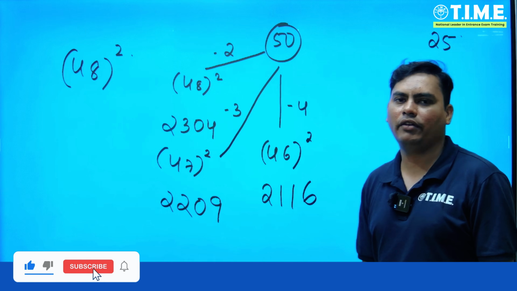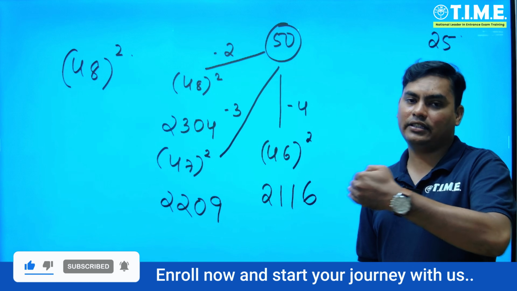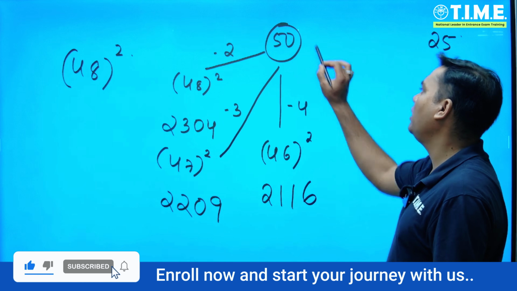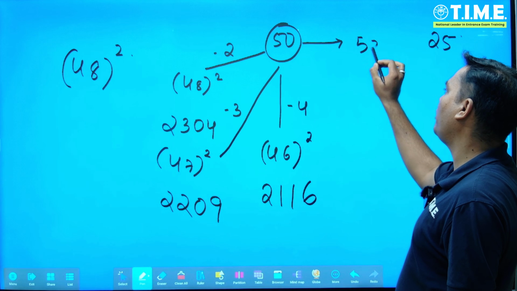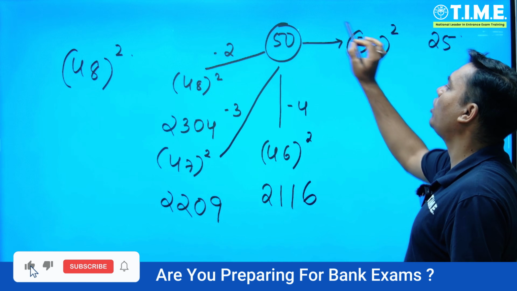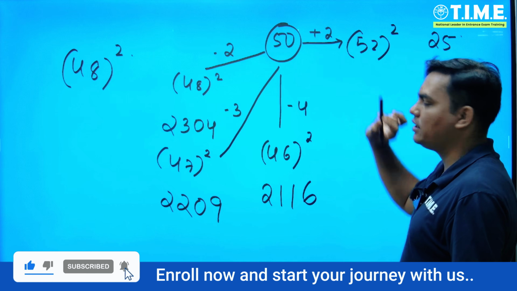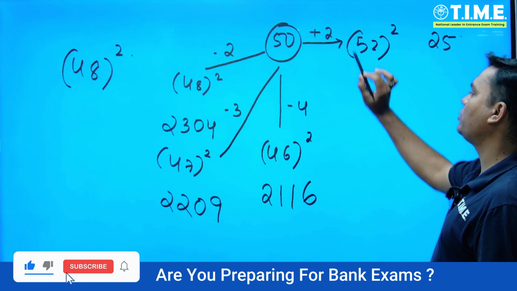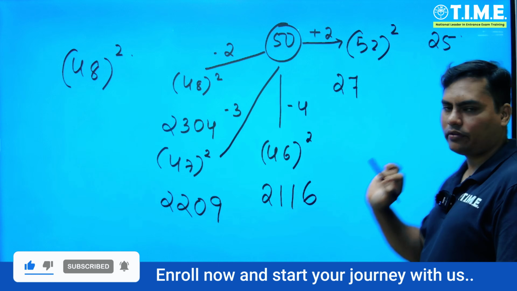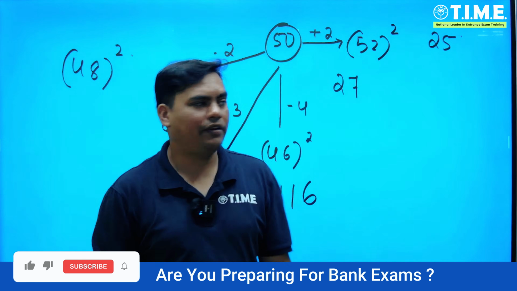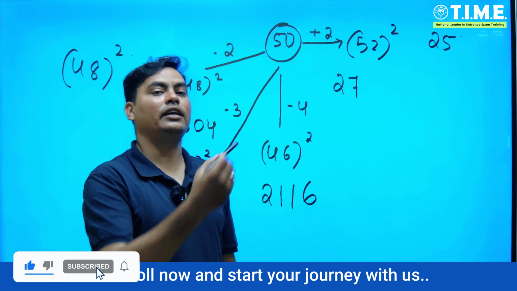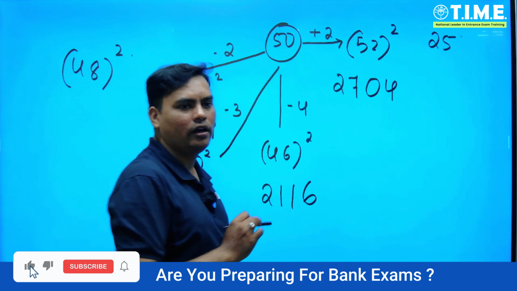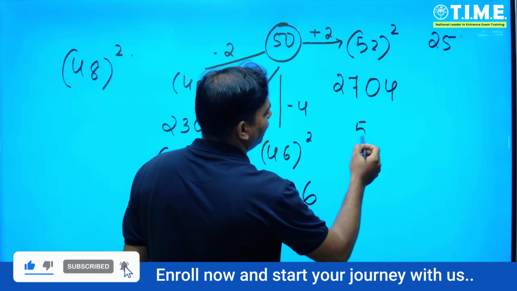2116. Got it, everyone? Now, you might have a doubt. Sir, if it is less, I will subtract. What if it is more? Then you will add. For example, if you look at this 52 square, 52 is how much more than 50? Plus 2. Now, this plus 2, you will be adding to the 25. 25 plus 2 will be 27. That 2 square will be 4, that is 04. So my answer will be 2704 here.